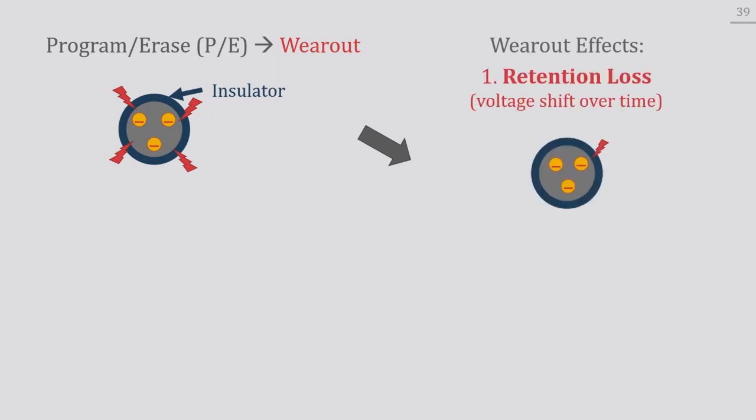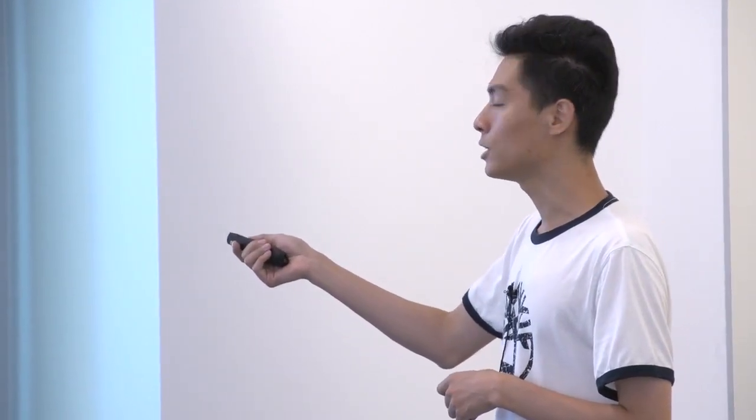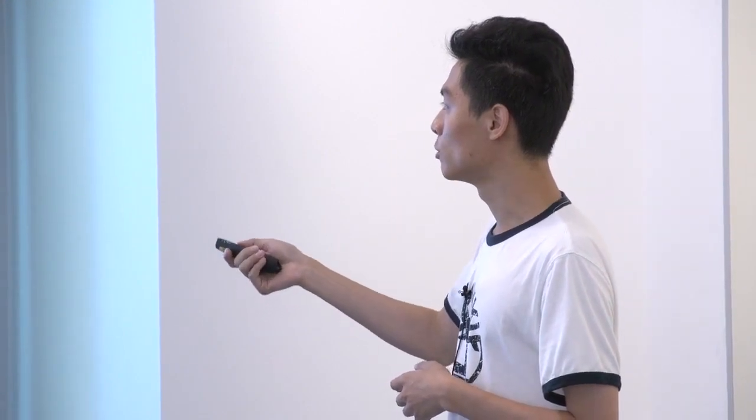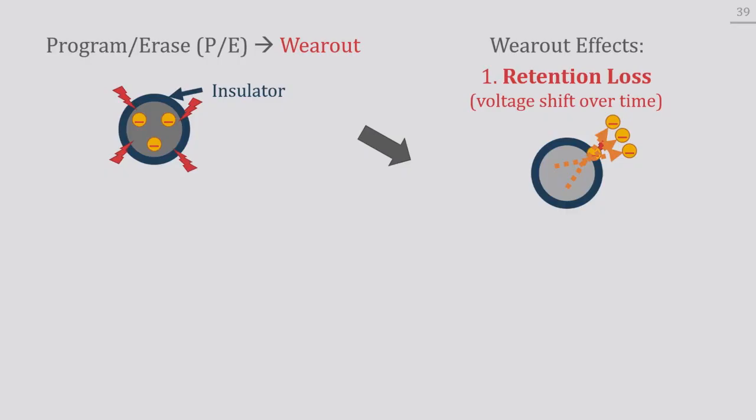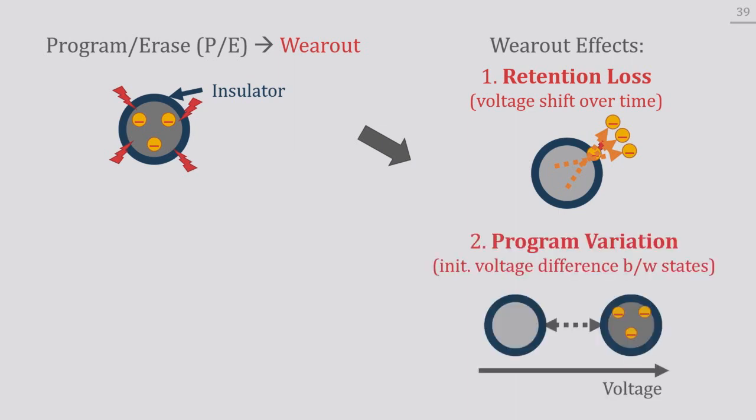First, it will accelerate retention loss, which is charge leakage over time. As the insulator becomes damaged, some charges can be trapped inside the insulator, and this will create pathways for other charges to leak away. So this will essentially create more and more errors in the flash device. And the second effect is the program variation effect.